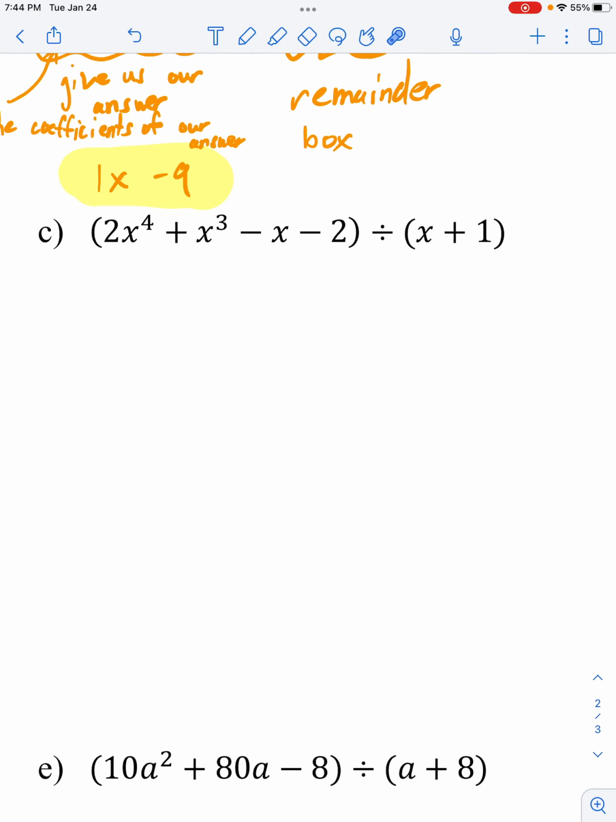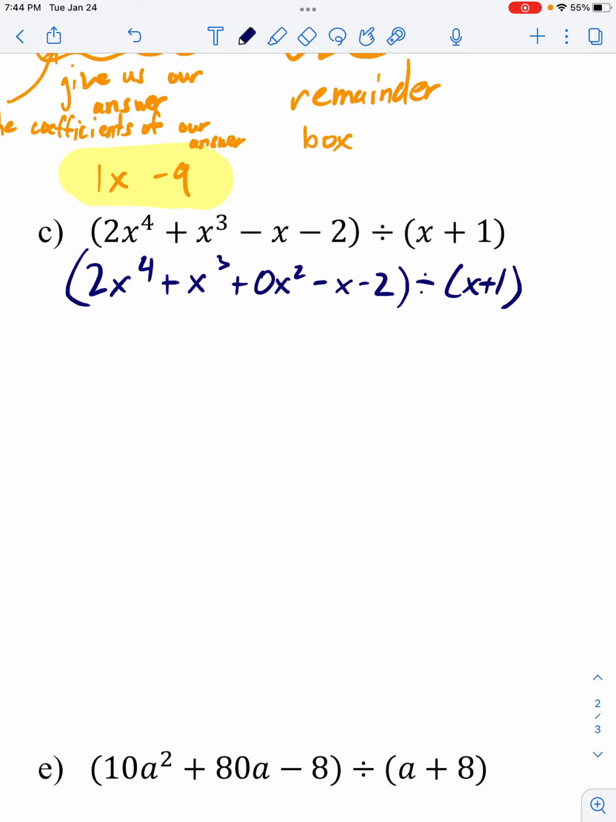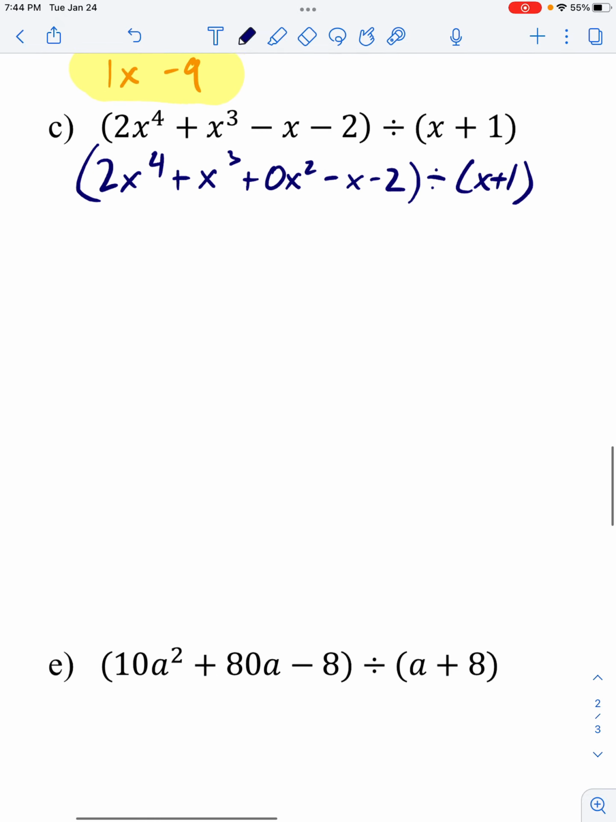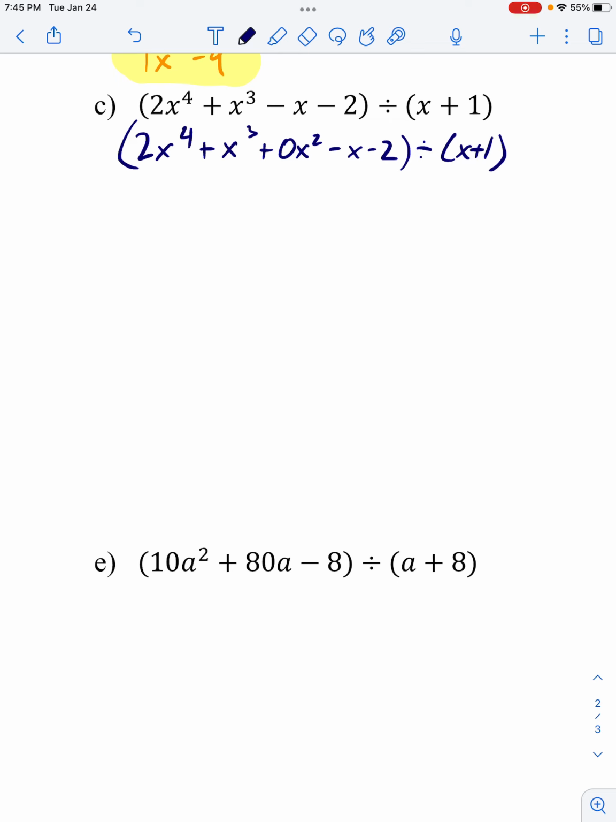Because in my dividend, in the polynomial that I'm dividing, there's an x to the 4th term, an x cubed term, an x term, and a minus 2. We're missing the x squared term. So we've got to write that in. We're doing 2x to the 4th plus x cubed plus 0x squared minus x minus 2, divided by x plus 1. I'm writing in that 0x squared to help illustrate my point, because when we set up our synthetic division, we're not just going to write out 2, 1, negative 2. We're not just going to skip that 0.